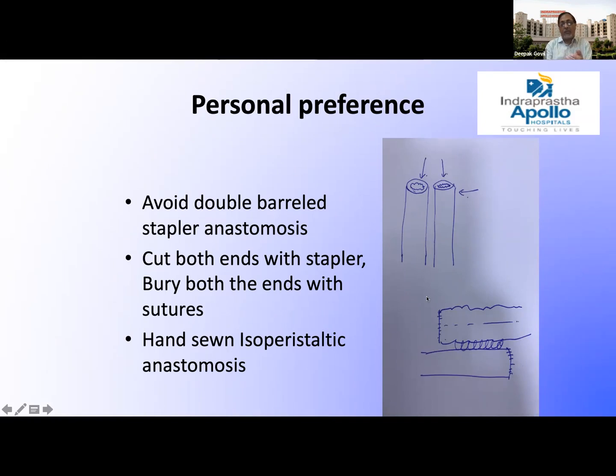So now we've shifted to isoperistaltic anastomosis. We staple both the ends and do a hand-sewn anastomosis on the side to side. And we are quite happy with this anastomosis because this is more of a natural flow for a right hemicolectomy anastomosis.